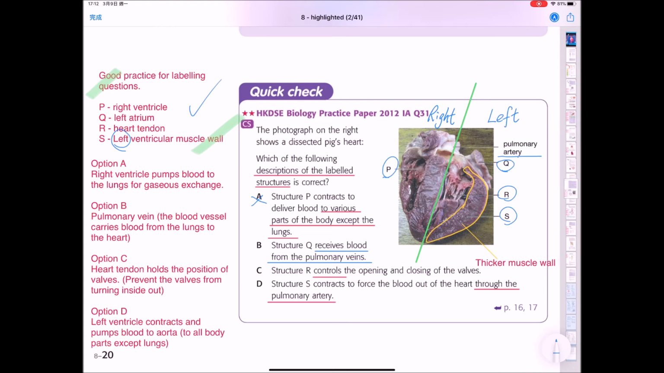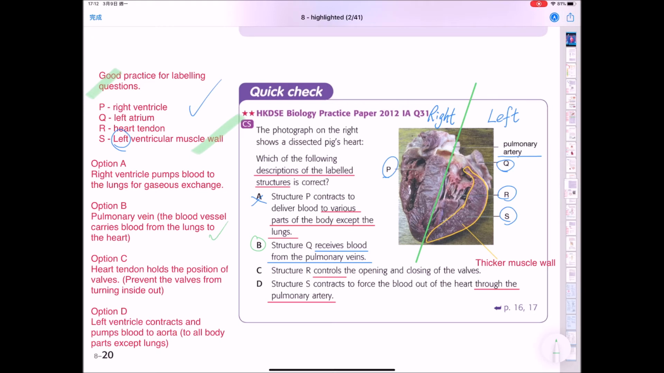Option B is saying that structure Q, the left atrium, receives the blood from the pulmonary vein. Yes, that's correct, because the left hand side of our heart is dealing with the oxygenated blood, and the oxygenated blood is coming from the lungs to the heart.